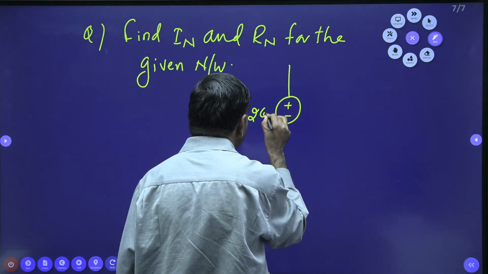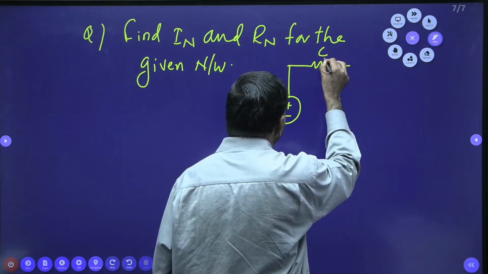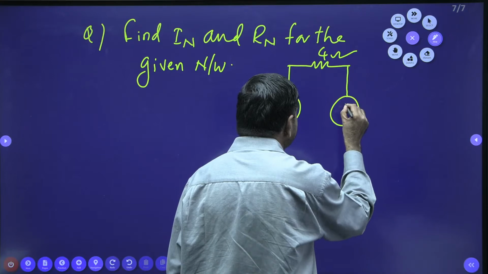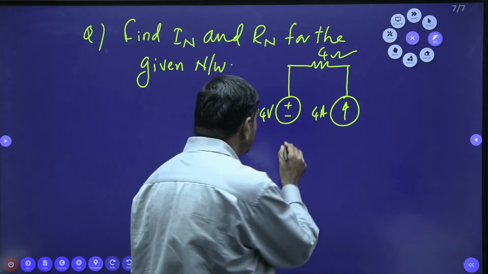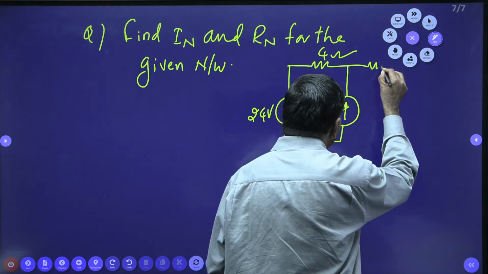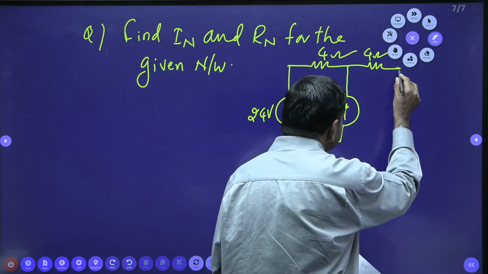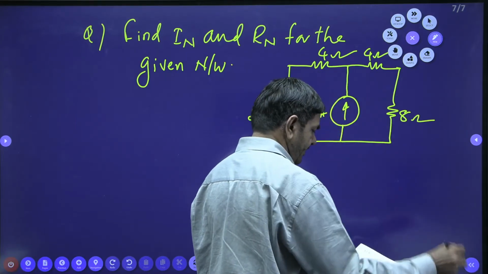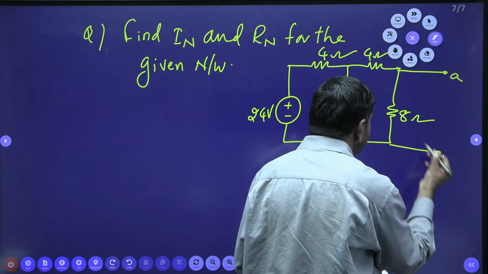24 volts. And here it is connected with a 4 ohm resistor. There is a current source of 4 amperes. These 2 points are connected this side. A 4 ohm resistor is connected this side again, and an 8 ohm resistor is connected this side. There is one 8 ohm resistor. A and B are open. This is A, this is B.